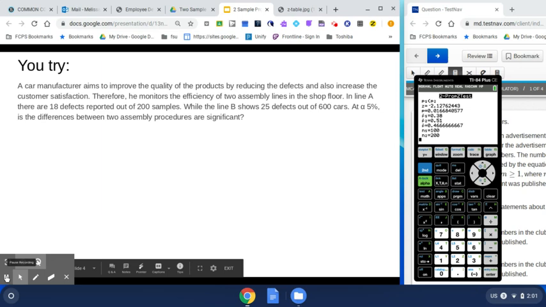All right, guys, here's the U-Try. So go through those 6 steps for this 2-proportion z-test example, and then unpause the video to see the results.